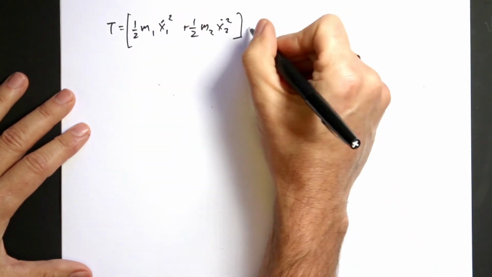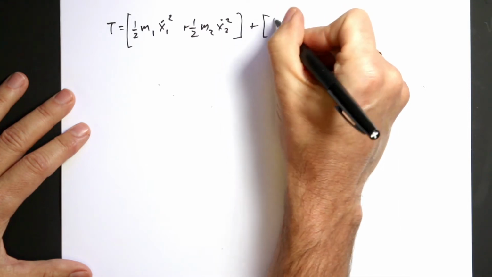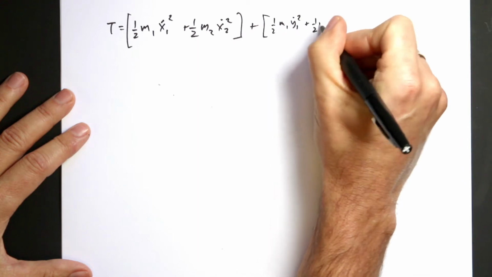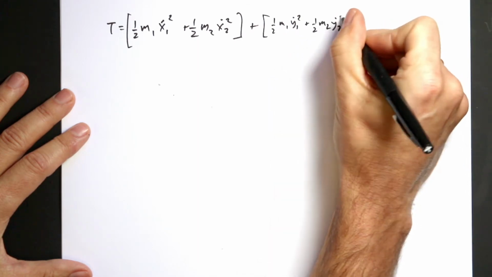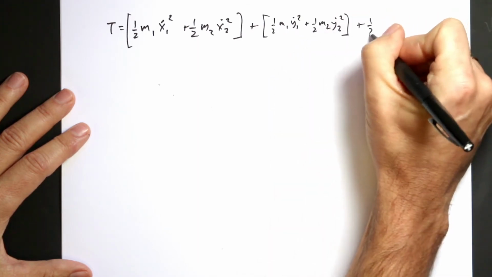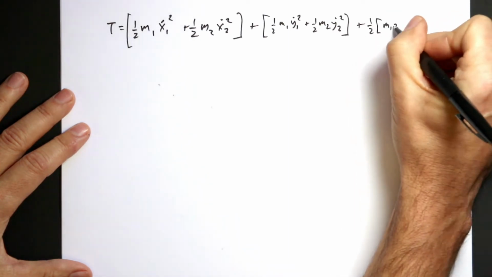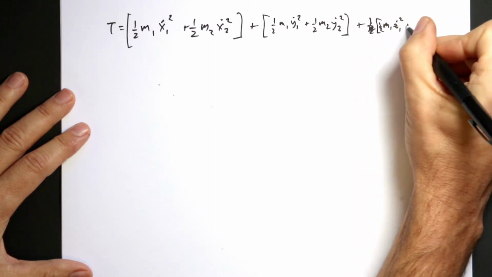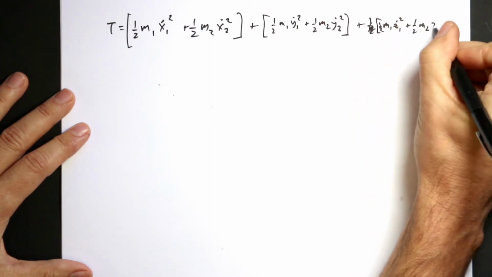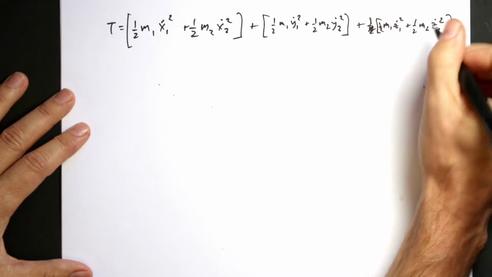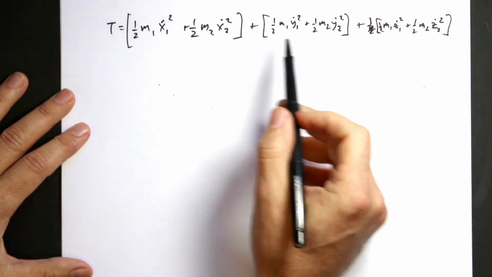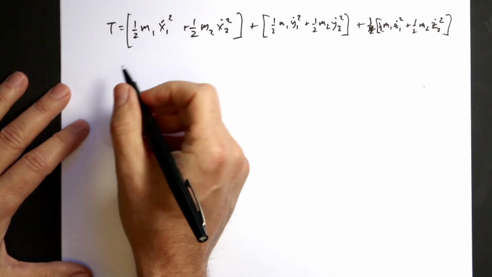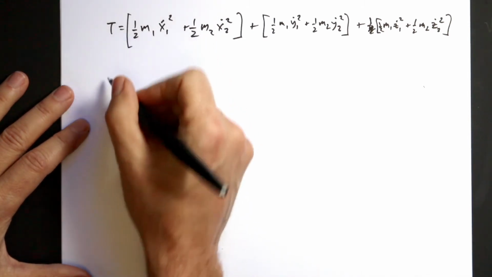I know that seems really weird, but then I can do the same thing for the y and the z. 1/2 m1 y1 dot squared plus 1/2 m2 y2 dot squared plus 1/2 m1 z1 dot squared. Oh, the 1/2 should be in right here. Plus 1/2 m2 z2 dot squared. So I can treat the x, the y, and the z separately. I'm going to start with just the x. So if I start with just the x, then I have the following.